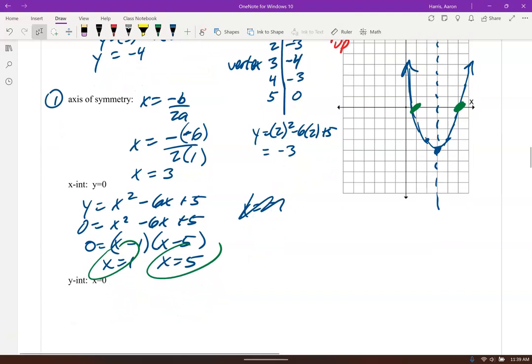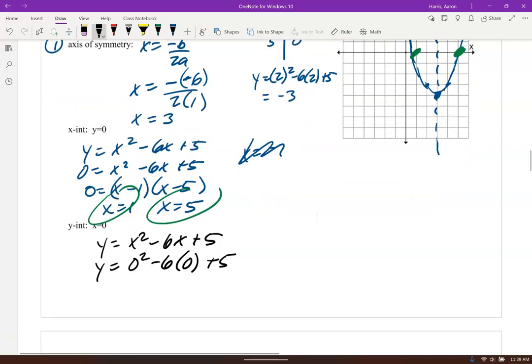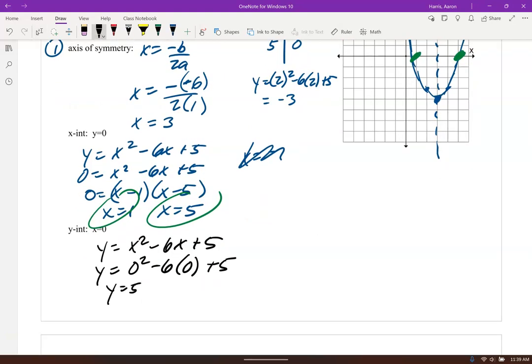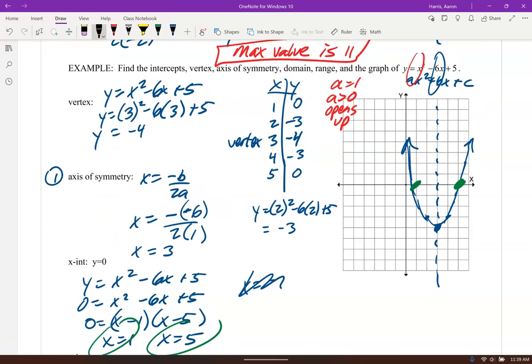Now let's find our y-intercept by letting x be 0. If x is 0, it looks like we have y is 5. If x is 0, y is 5. So 0, 5. 1, 2, 3, 4, 5. It actually hits right there. So the graph will go through that point, 0, 5, as well.